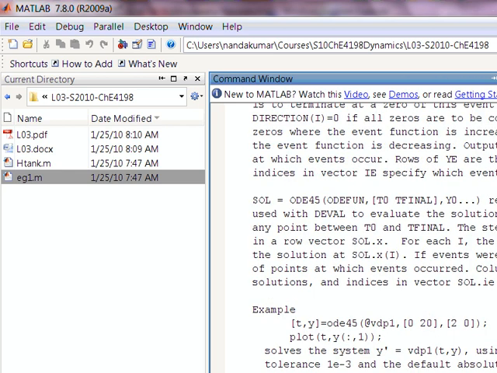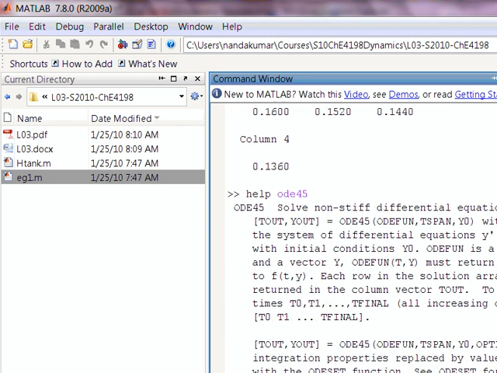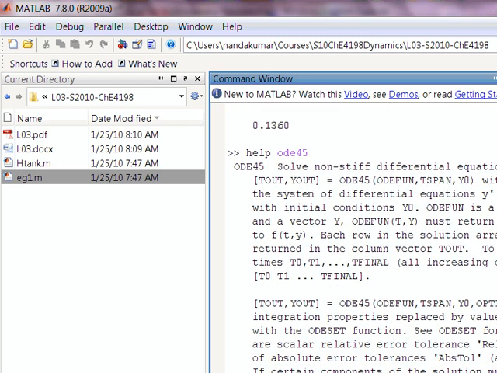So it gives you quite a bit of information about ODE45. ODE45 is solving non-stiff differential equations. Now, we need to know what a stiff differential equation is, right? But we will not worry about them. What I want you to understand is the first argument is the name of the function that you are going to solve. Okay, name of the problem.